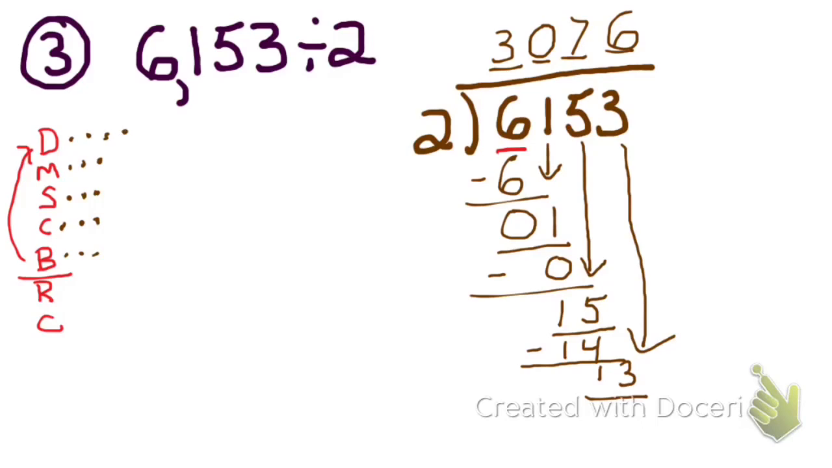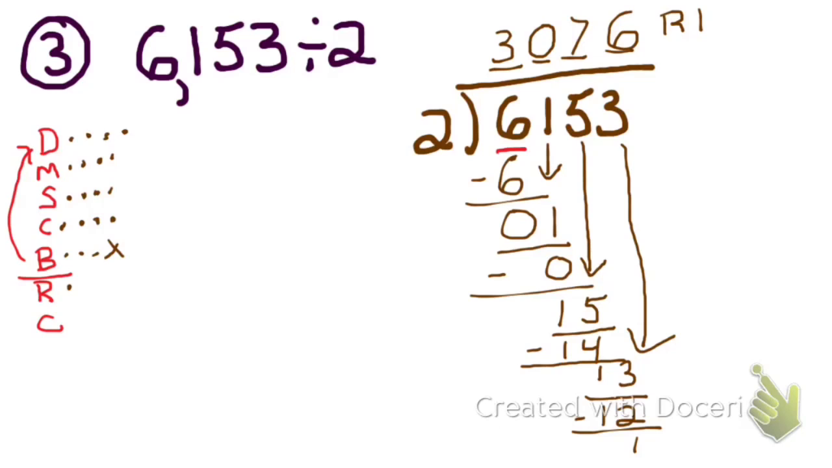Check off divide. M stands for multiply. 6 times 2 is 12. S stands for subtract. 13 minus 12 is 1. C stands for compare. What's the question? Is 1 less than 2? Yes. Beautiful. B stands for bring down. Is there anything to bring down? No. R stands for remainder. Is there a remainder? Yes, the remainder is 1.